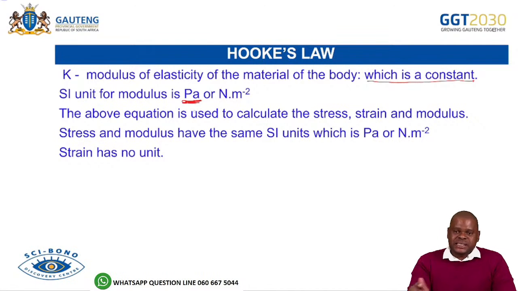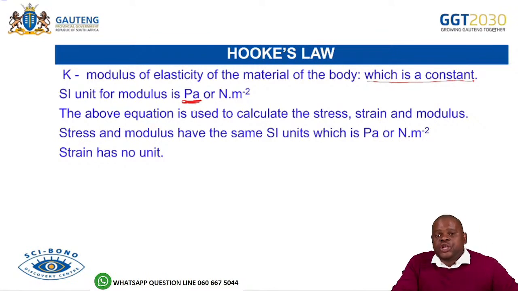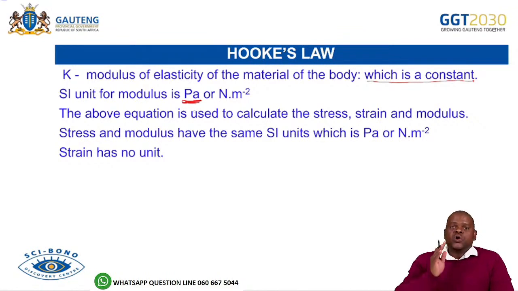And then we continue by saying the SI unit for modulus is Pascal or Pa or Newton per meter squared. That is the SI unit for modulus. The reason why it is Pascal or Newton per meter squared is because, remember, strain doesn't have a unit. Are we together, grade 12s? The strain does not have a unit.